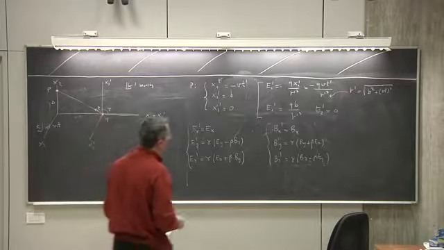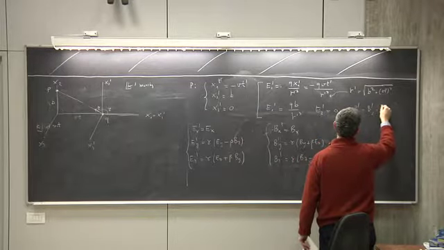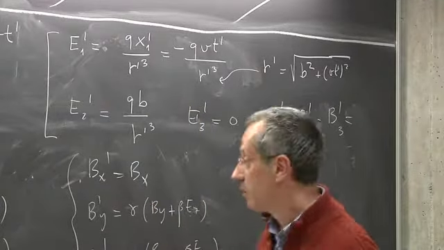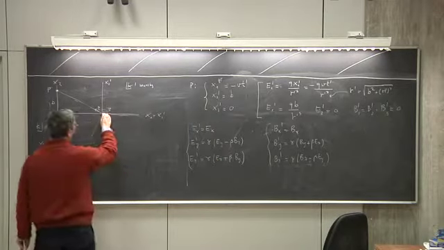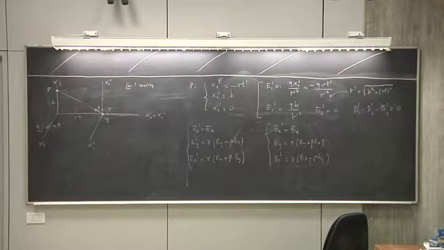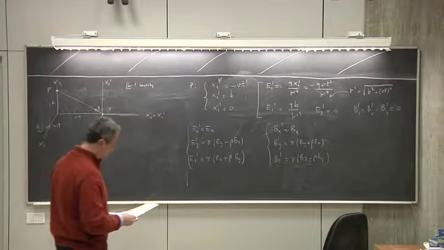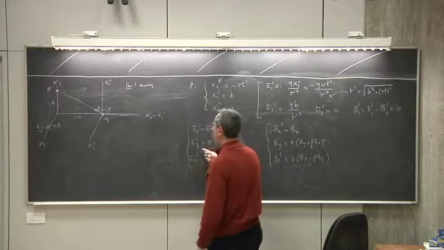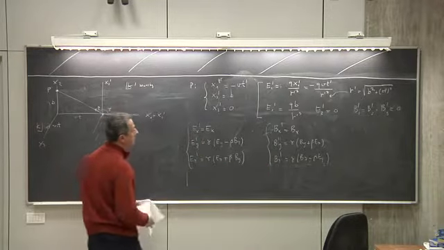And what is B prime? Again, I have B prime 1, B prime 2, B prime 3. These are all equal to 0, right? Because for us this is just a charge at rest. So exactly as before, now I just write this in the original frame, the unprimed frame, by using these transformations.